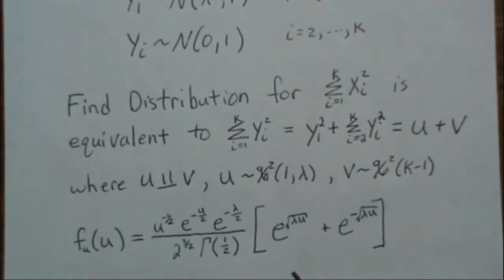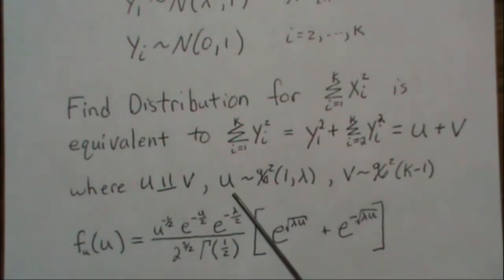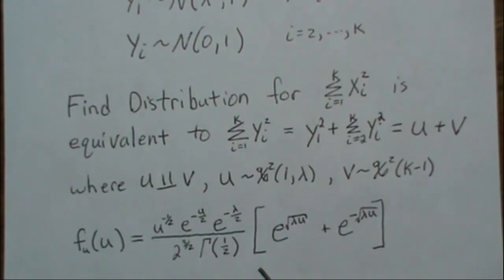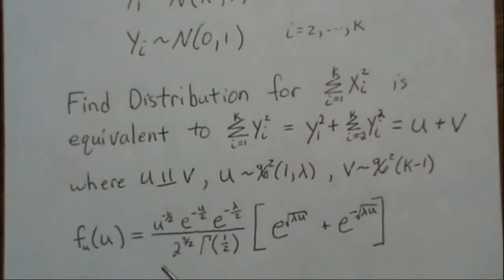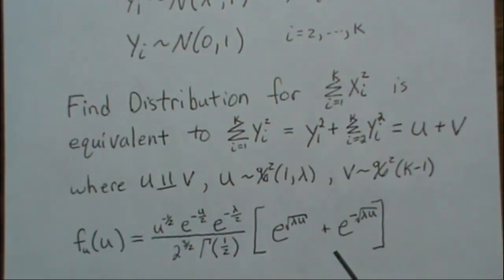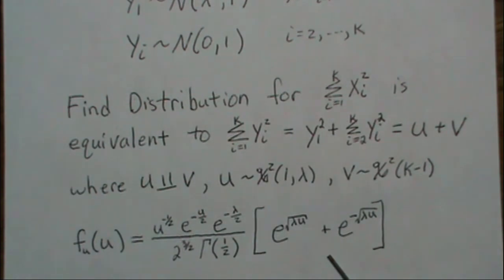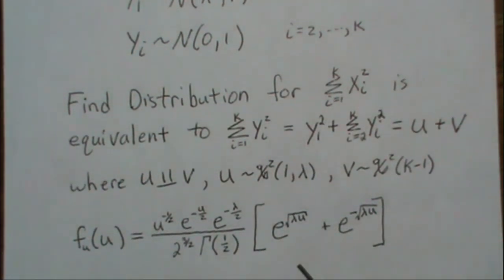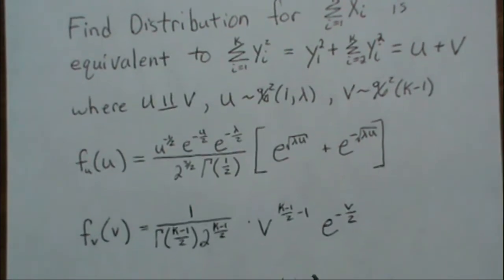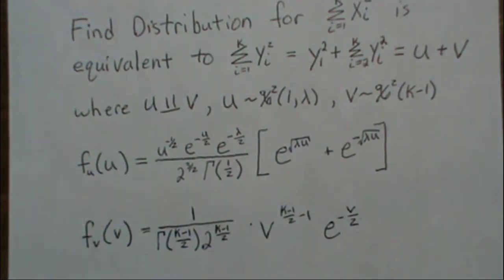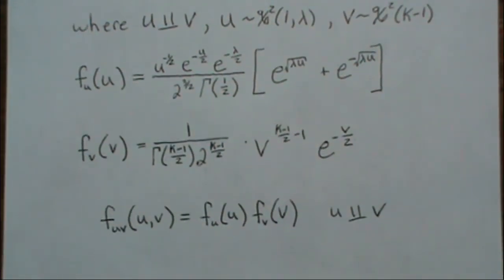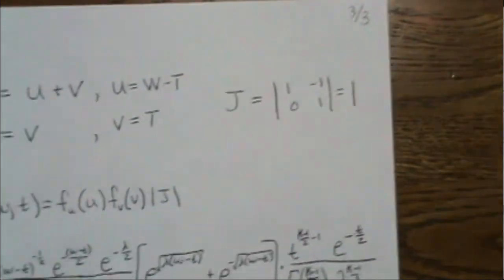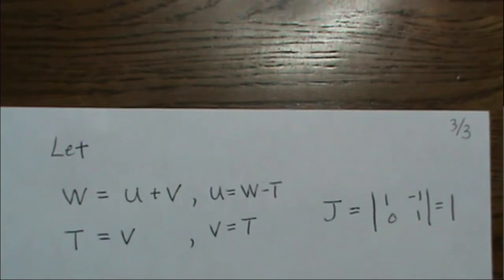So the density that we derived of this variable u is this. This is the non-central chi-squared with 1 degree of freedom. And remember this, because we're going to put this exactly into R and then compare it with the density function that's used in R and show that they're 100% equivalent. The density function for v with k-1 degrees of freedom is this, and their joint density is the product of the two because they're independent.